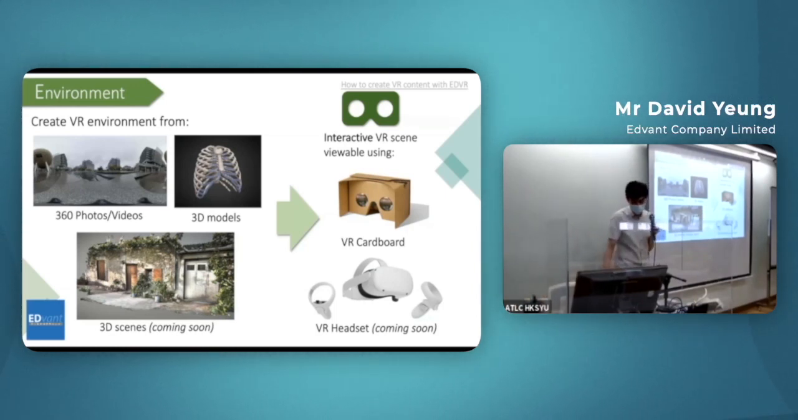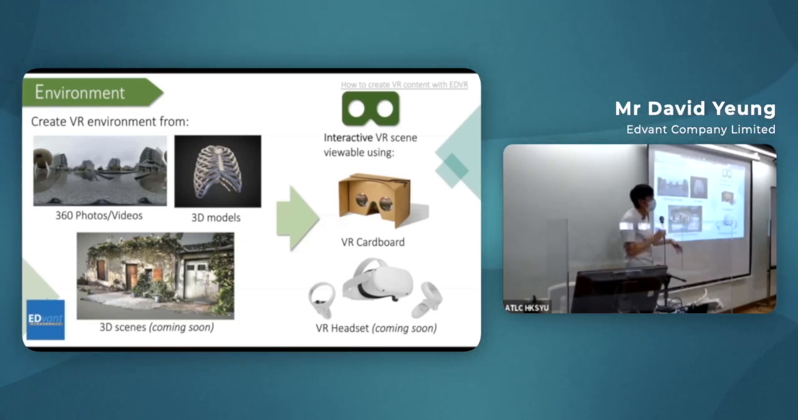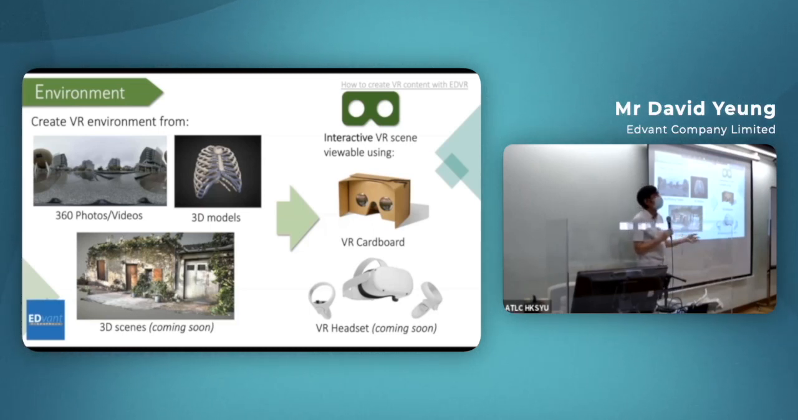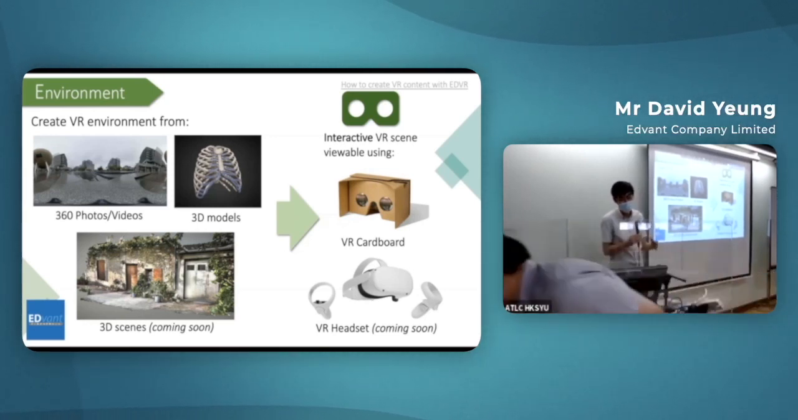And the support for 3D scenes will be coming soon. The difference between 3D models and 3D scenes is that 3D models are things that you want to see from outside, like maybe a vase, an organ, a building. But a 3D scene would be some place you can enter, like a room, like a theater.